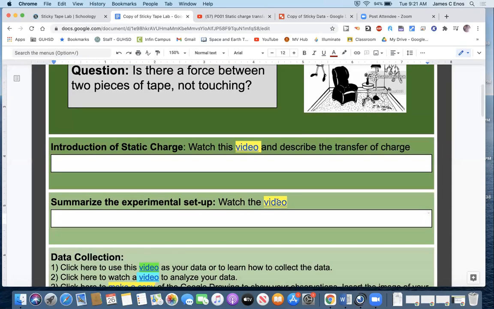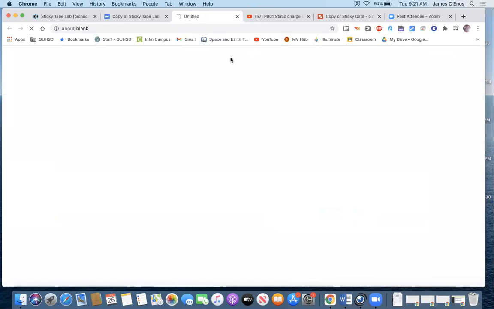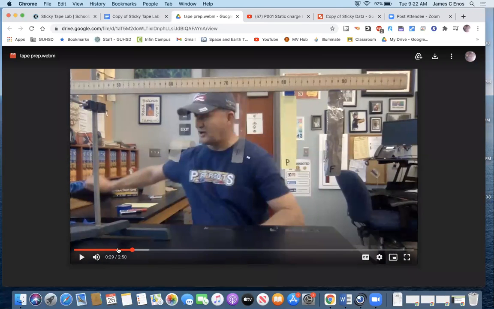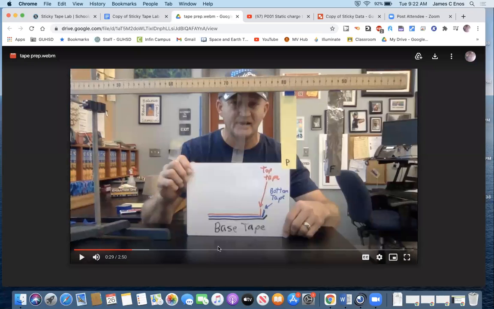So I have this experimental setup, and we can watch this video, which gets into what we're going to do today. But I'm not going to play the whole video. It's available for us to use. Mostly what I want to show is that I'm going to put some tape on the table and create a base tape. I'm not going to touch that at all. Then I'm going to pick up off the table a piece of bottom tape and top tape.